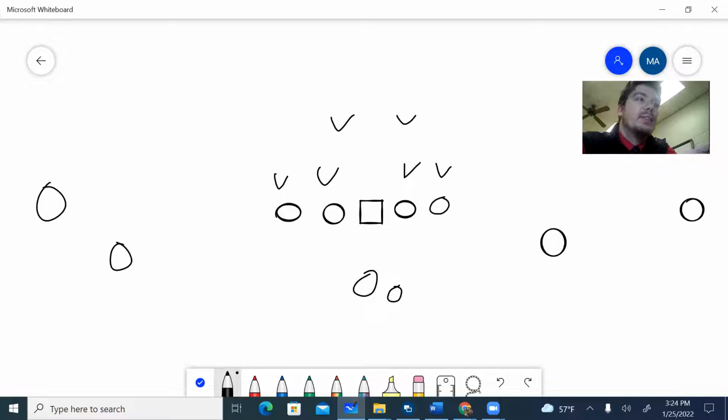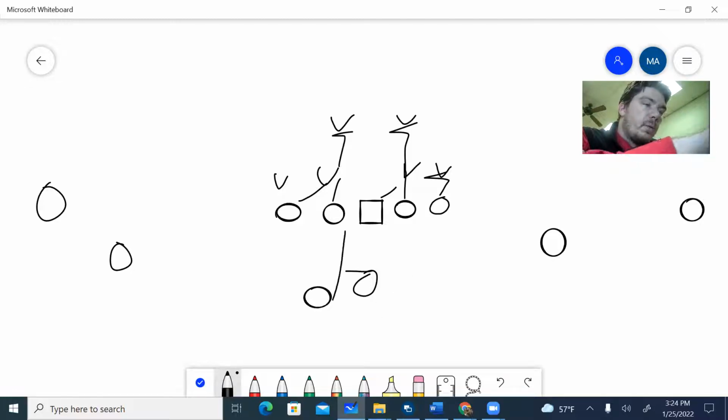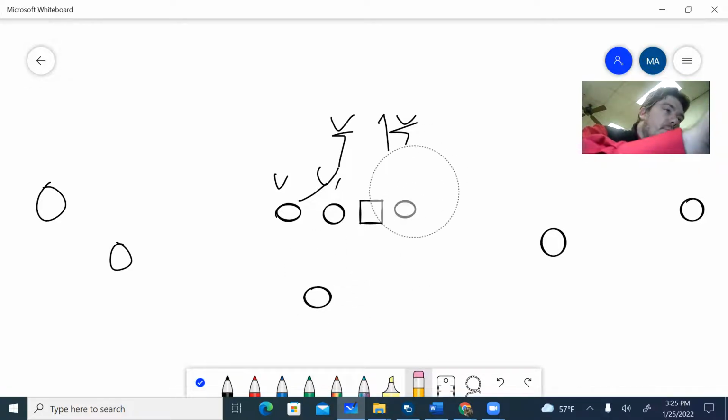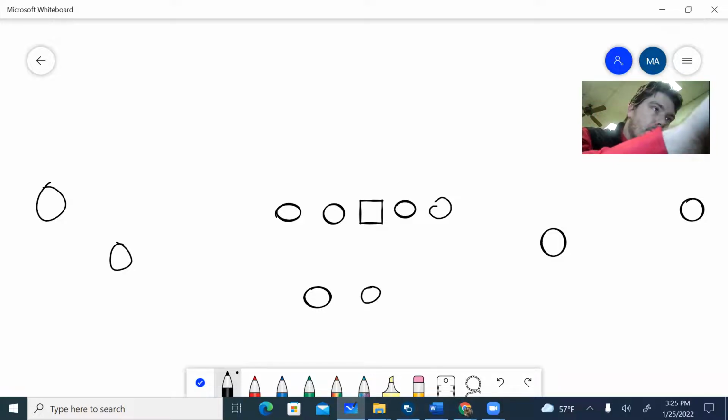Now, a traditional inside zone, we're going to read our backside end, and we're all going to be stepping here, combo, solo block right there. And we would read our backside end right there and bend it right there. Now for my RPOs here, if I'm going to call my inside zone to the left, for me, that was just inside zone left.